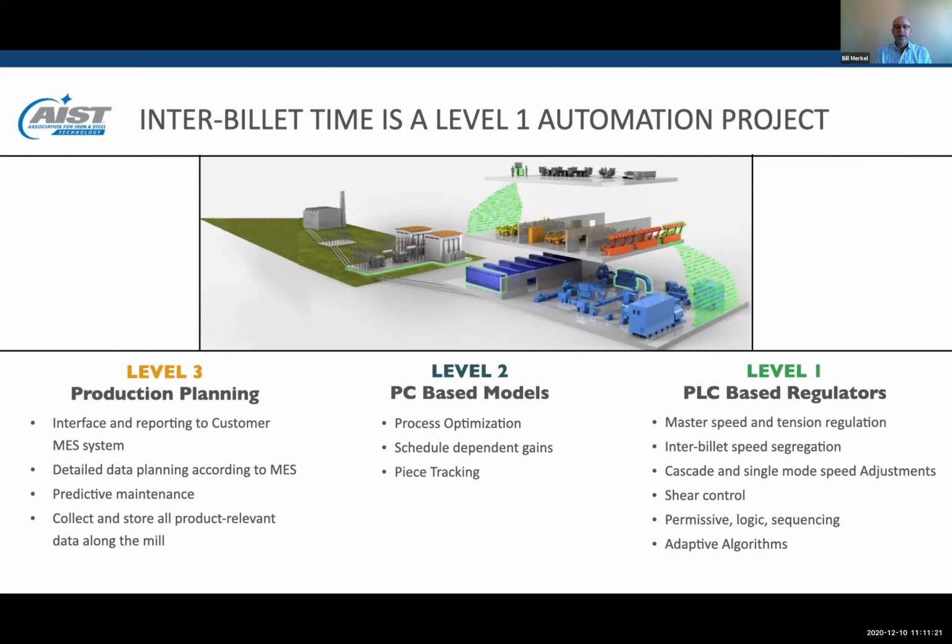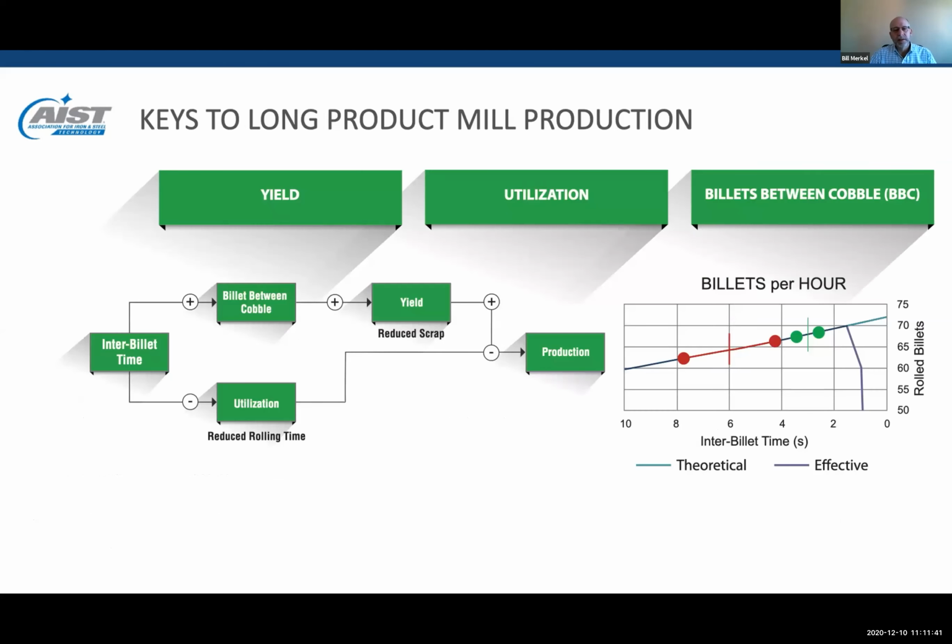Our presentation today is focusing on interbillet time. That's largely a level 1 automation effort involving PLCs and sensors. And we'll share our experience in this, which goes back to the 1980s and includes wire, bar, rod, rebar, and profile mills. A long product mill has 3 primary performance indicators that drive the profitability, I guess I'll say. Yield, utilization, and billets between cobble. Yield is the measurement of production loss from furnace charge to finished product, determined by weight. And utilization is actual production time, rolling time, versus total production time available.